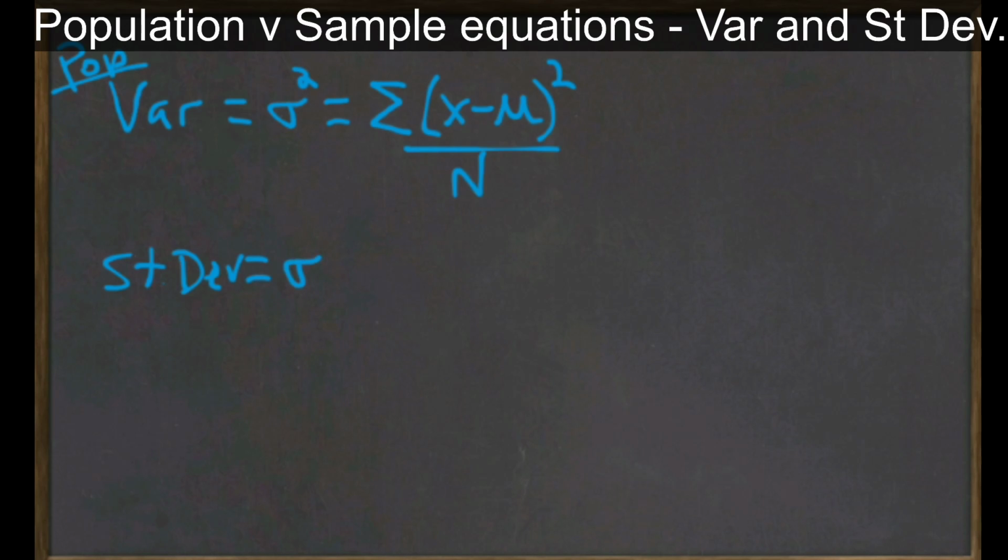Down here, sigma is just the square root of the above, right? So x minus mu, again, we're still in population, and dividing by N, the population number of observations.